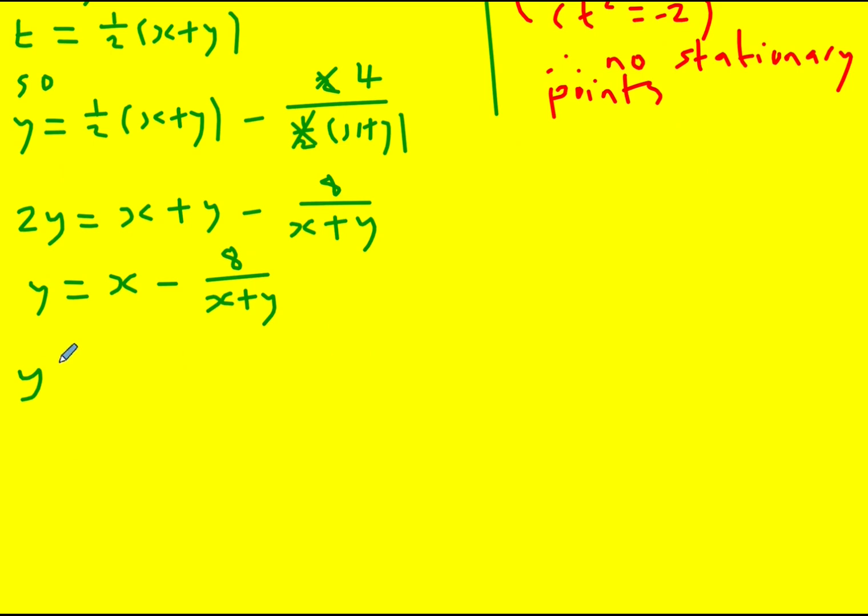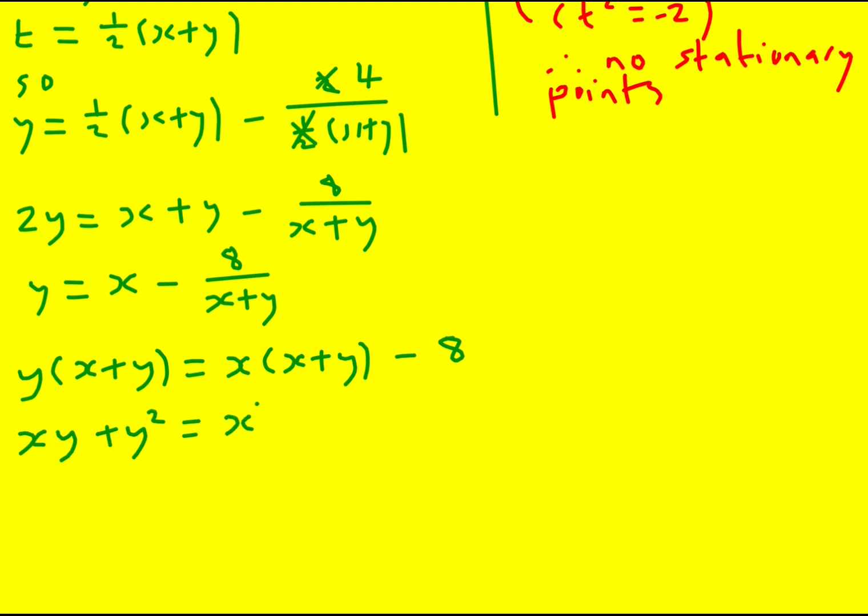So y times x plus y is equal to x plus y minus 8 over... no, y times x plus y is equal to x minus 8 over... I multiply through by x plus y. So xy plus y squared is equal to x squared plus xy minus 8. And these are going to cancel. So I'm basically there.